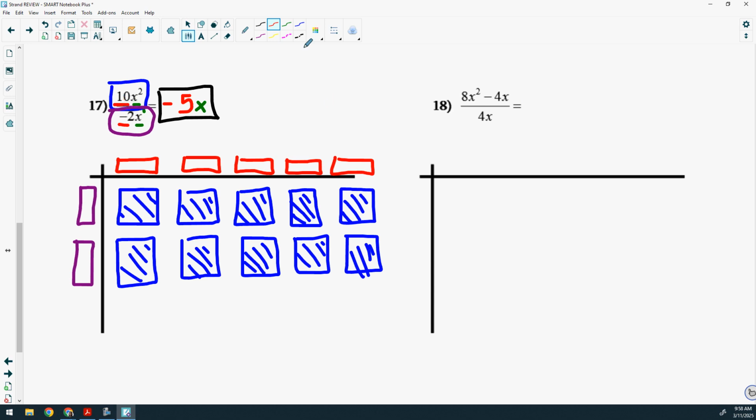Okay, so let's work through that. 8 divided by 4 is 2. X squared divided by x is going to be x. Negative 4 divided by 4 is going to be negative 1. And then x divided by x is going to be x to the exponent of 0, which is really equal to 1. Okay, so same thing applies here.